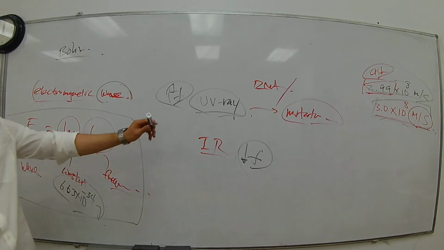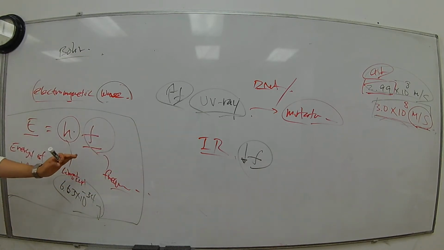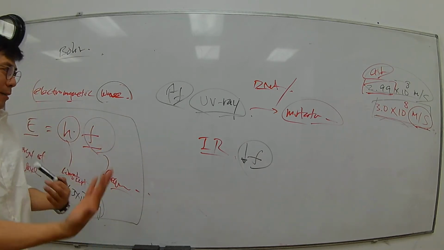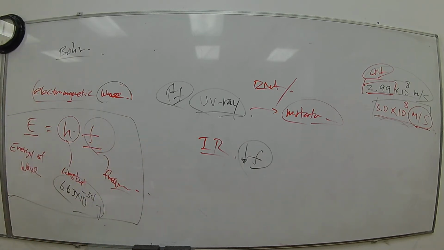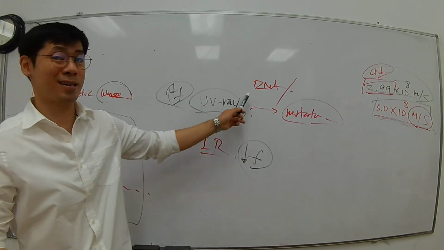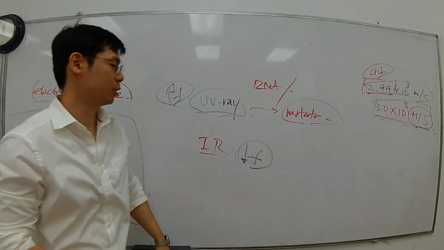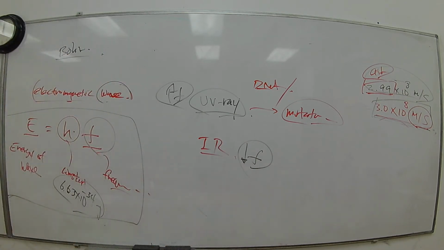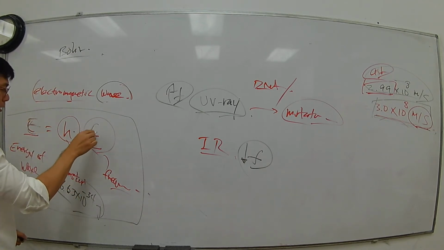Because if you have a high frequency, it has a greater energy. If it has a greater energy, you can do more work, it can do more damage. So UV ray has a high frequency, infrared has a low frequency, which means UV has more energy. Once it gets to DNA, it might cut the bond. So that's what this equation is: the energy of these light waves depends on frequency.